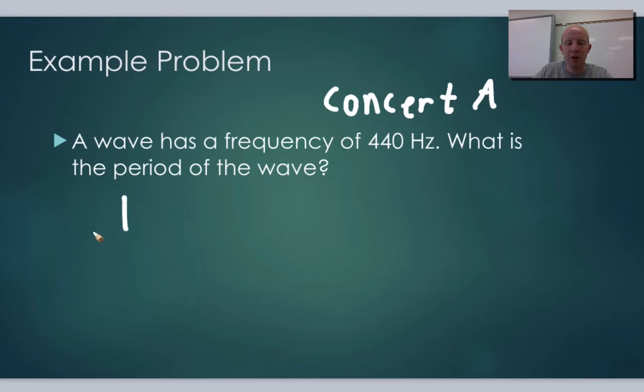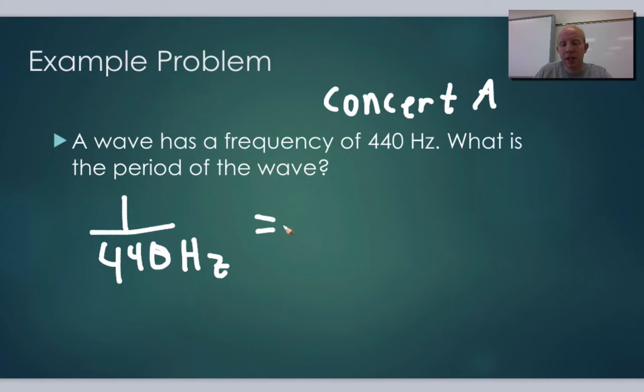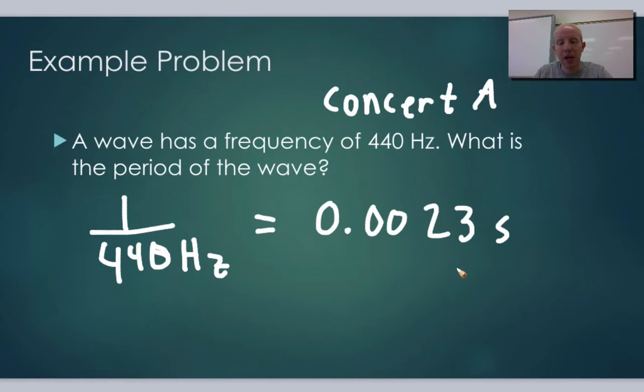Well, again, we just invert it. So 1/440 hertz will give us seconds per cycle. Okay, and that will be about 0.0023 seconds. Okay, so that wave is moving so fast that it will go up and down one time in 0.0023 seconds.